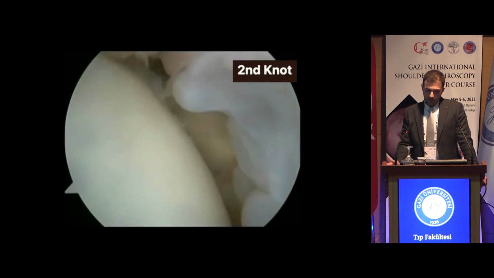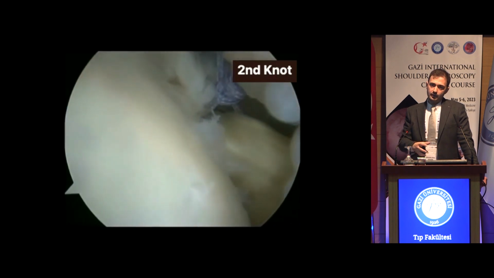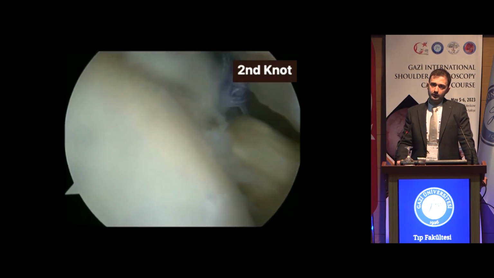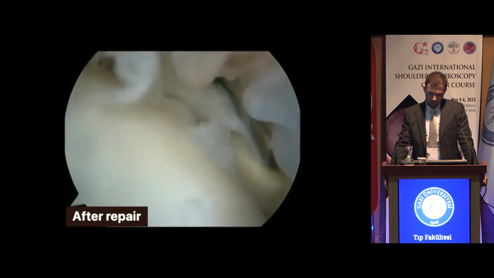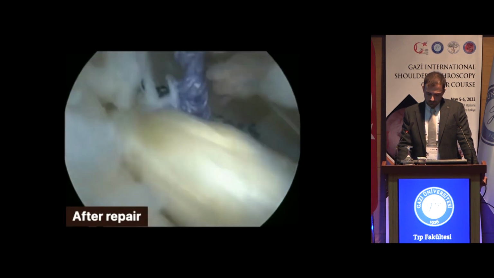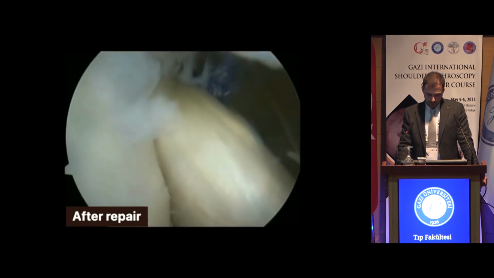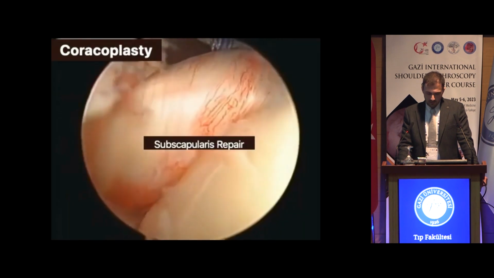Once you do this, if it's an extensive tear, you will see that the shoulder anatomy will become more like the anatomy that you are more accustomed to. So always start with the subscap first. After repair, you will see the subscap tendon.